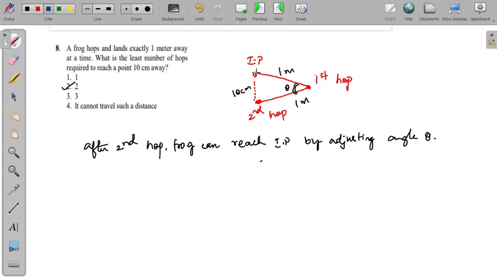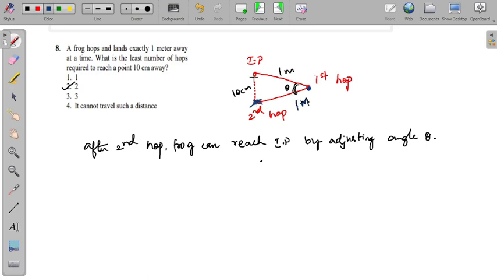So first, initially, assume that the frog is here. It is the initial point. Suppose after the first hop, it goes 1 meter away at a time. Then after the second hop, let us assume that it is coming to this position, meaning it travels 1 meter.